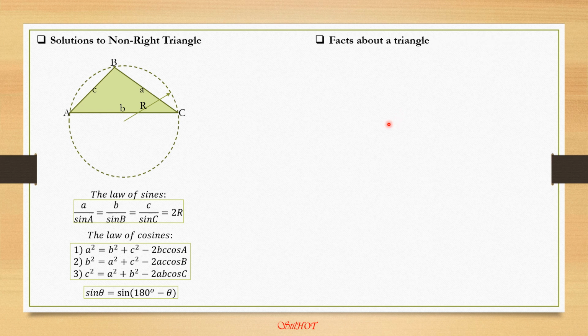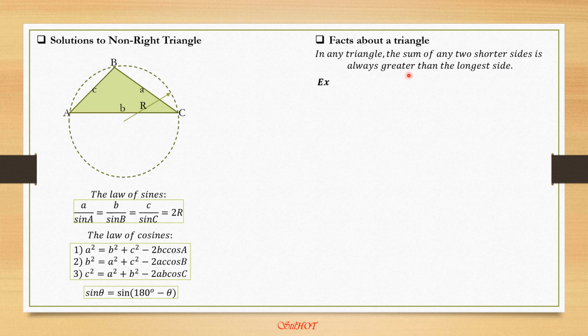Then facts about a triangle. To form a triangle, the sum of any two shorter sides must always be greater than the longest side. That's the fact about a triangle. So do not just assign any sides of a triangle and assume that they can form a triangle when all the ends are joined. It must satisfy this condition here.